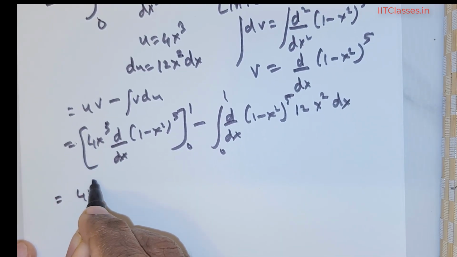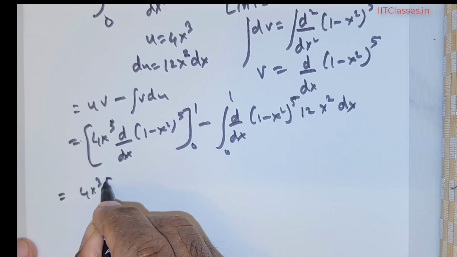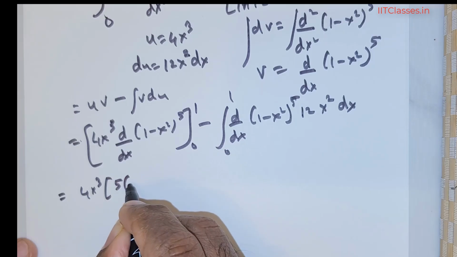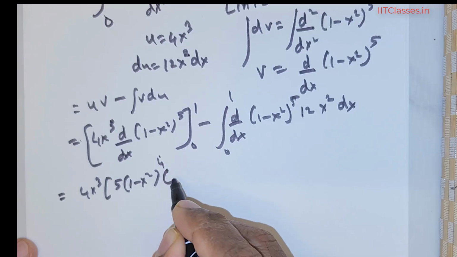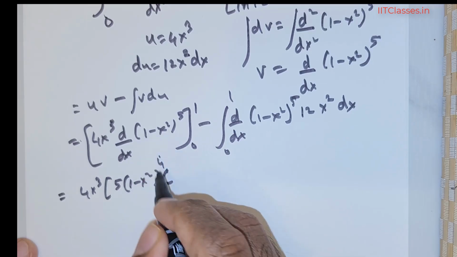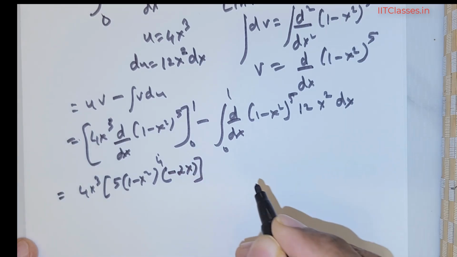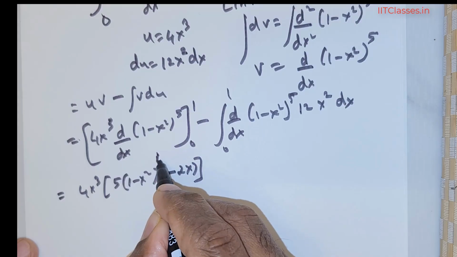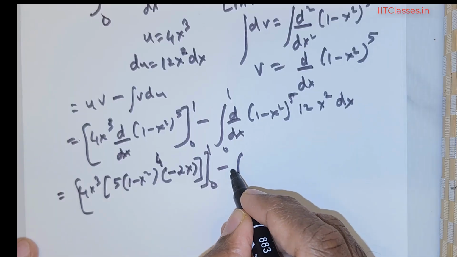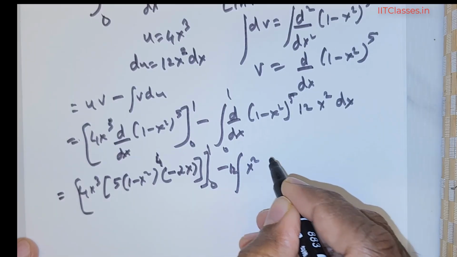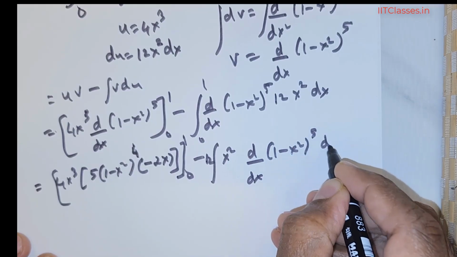Now this is going to be 4 times x raised to the power of 3. Now we have to differentiate this (1 - x squared) raised to the power of 5. That is going to give me 5 times (1 - x squared) raised to the power of 4, multiplied with the derivative of 1, which is 0. Derivative of negative x squared is negative 2x. Okay, fair enough. So the limits are 0 to 1. I'm going to rewrite this. 12 is taken out. x raised to the power of 2 times d over dx of (1 - x squared) raised to the power of 5 times dx.